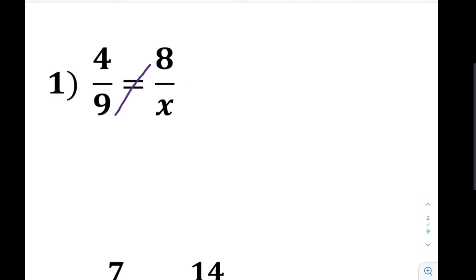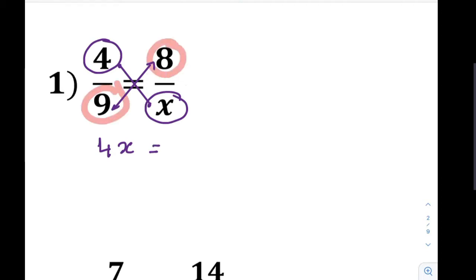Simply you should cross multiply. ضرب تقاطعي. And the cross multiplication means the product of extremes equals the product of the means. حاصل ضرب الطرفين يساوي حاصل ضرب الوسطين. So simply you are multiplying the 4 by x, which is 4 times x, 4x, and 8 times 9. So 4x is equal to 72.